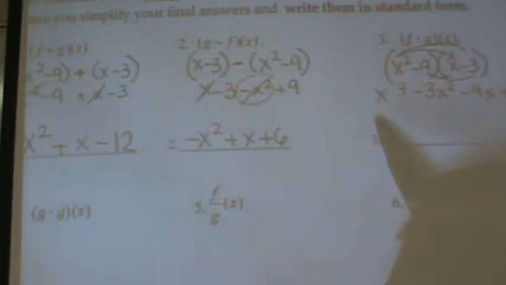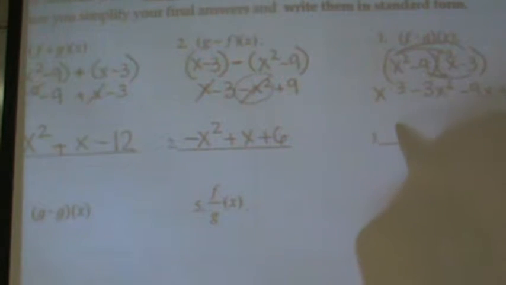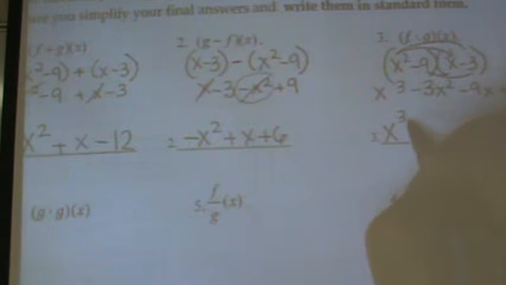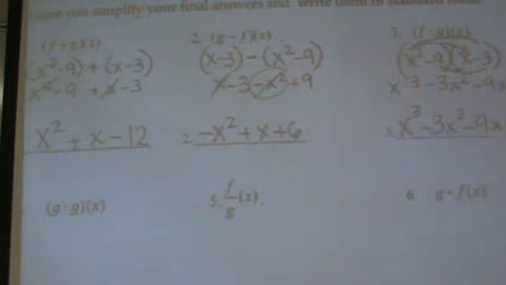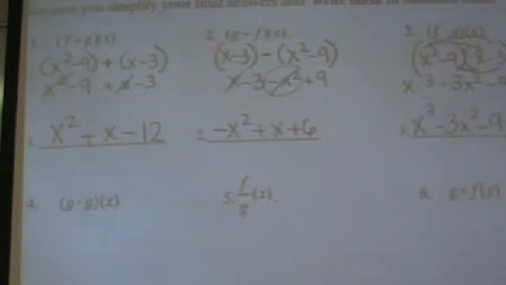Now, what's nice for us is there's nothing to simplify. There's nothing that goes together, and it's in standard form. The highest degree is 3, so it's x to the third minus 3x squared minus 9x plus 27. I'd appreciate it if you put your final answer on that line, so I know the answer you're submitting.